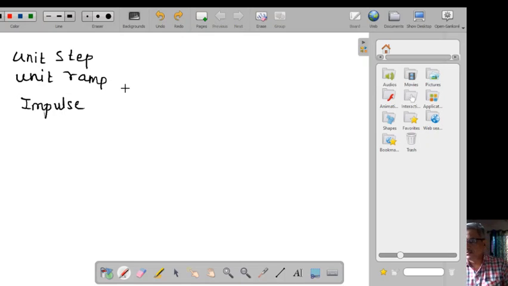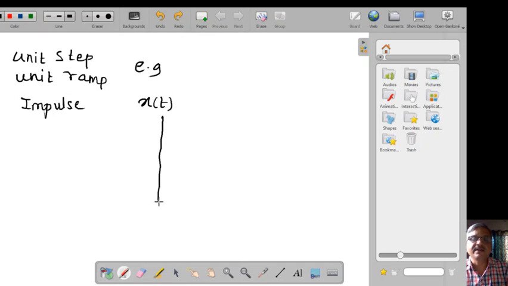And we also expressed these signals in mathematical form, and we also stated why they are called unit step, why they are called unit ramp, and why unit impulse. Now we'll take various examples and we'll illustrate how these basic elementary signals are useful in describing the mathematical expression of such a given signal. So for example, suppose x of t is given to us and it is something like this.